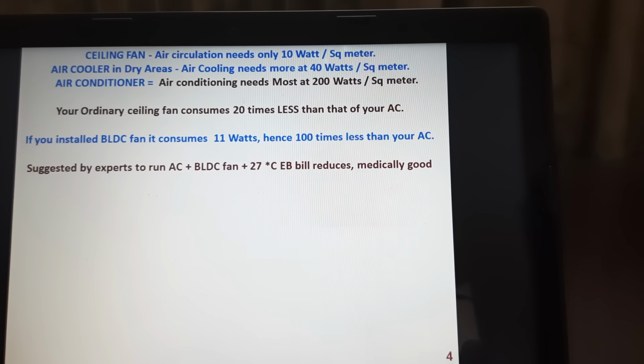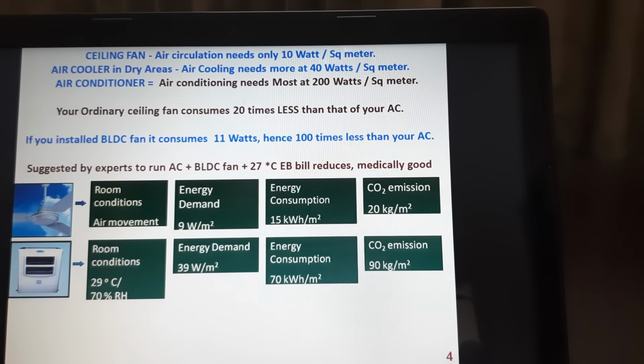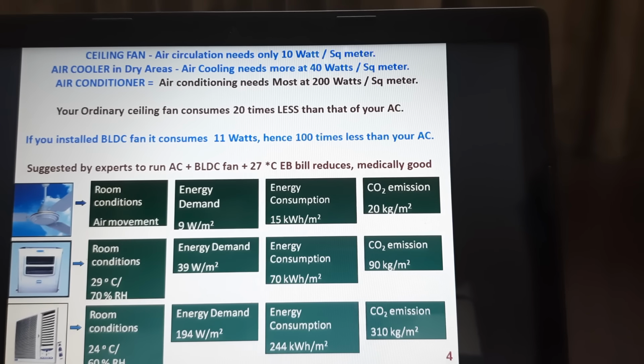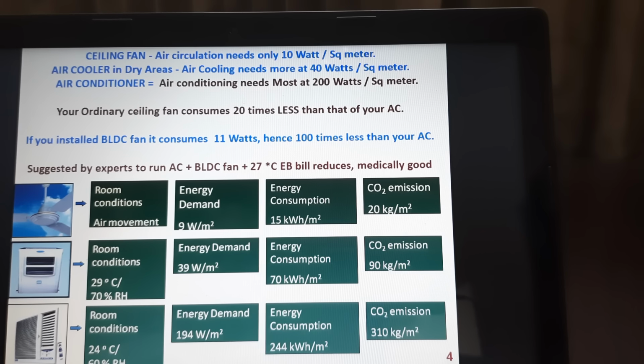Consider the comfort we achieve through a ceiling fan, an air cooler and an air conditioner. A ceiling fan means air circulation at only 10 watts per square meter, whereas an air cooler, in dry areas where air cooling is needed, consumes around 40 watts per square meter, whereas the air conditioner consumes around 200 watts per square meter. The ordinary ceiling fan consumes 20 times less than your air conditioner, and if you install a BLDC fan, it consumes 100 times less than your AC.